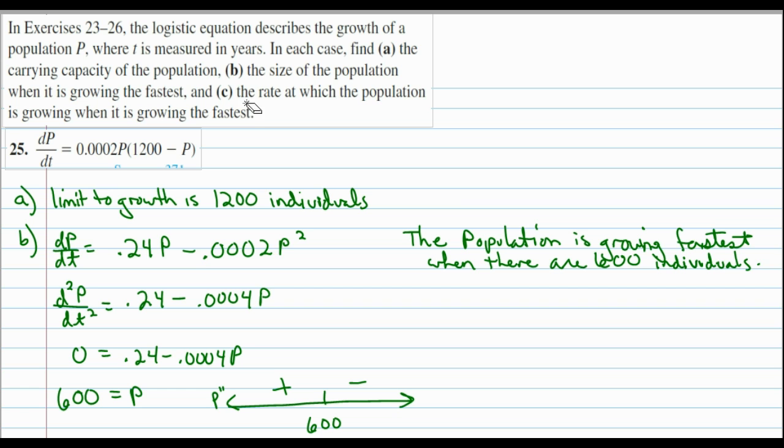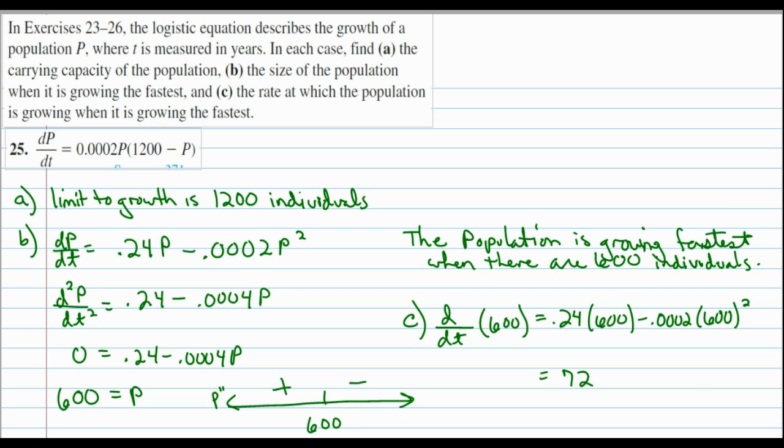Part C, find the rate at which the population is growing when it's growing the fastest. So at 600 individuals, I want to find the rate at which it's growing. So I want to find dP/dt. So I'm going to take dP/dt, plug in 600, and I get 72, and that would be individuals per year.